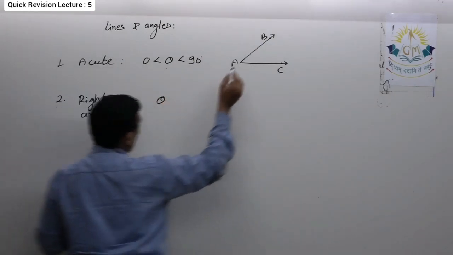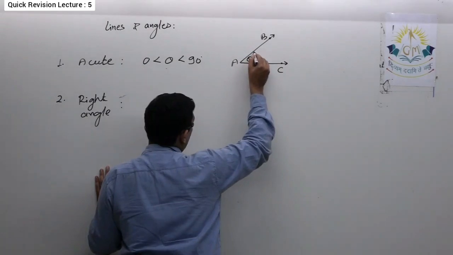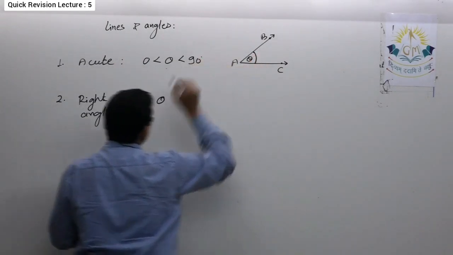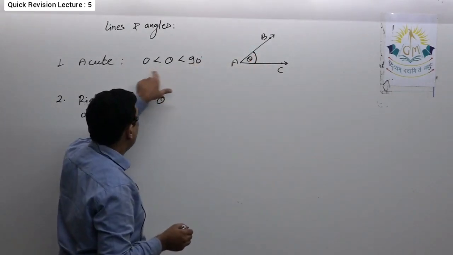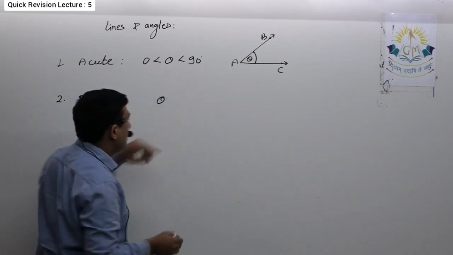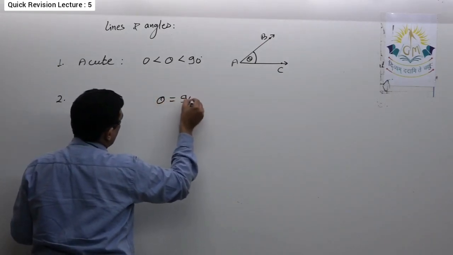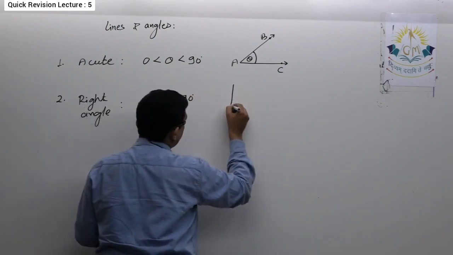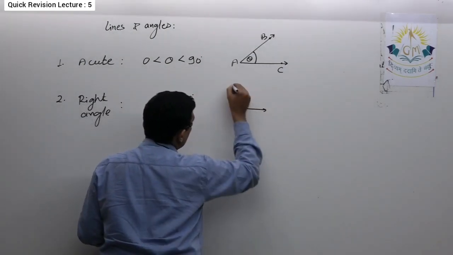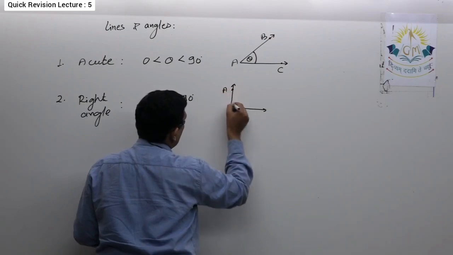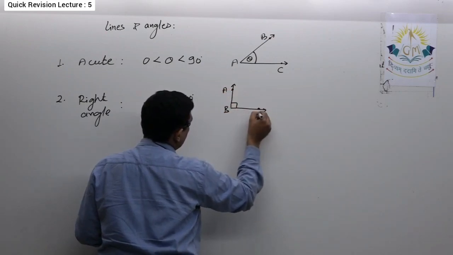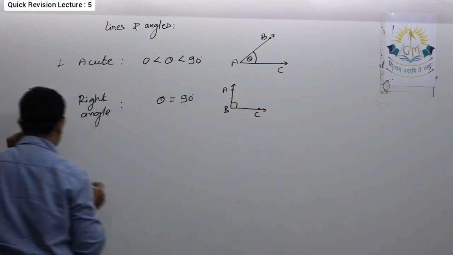An angle, here I am representing this angle by theta. So angle theta should be greater than 0 and less than 90 for acute. Now right angle, that is theta, is exactly 90 degrees. This is the right angle ABC. This is the right angle.